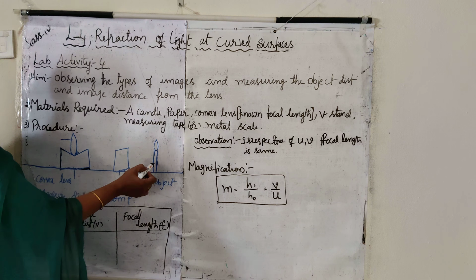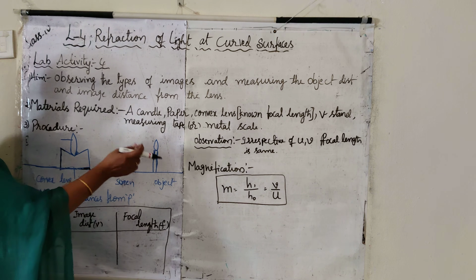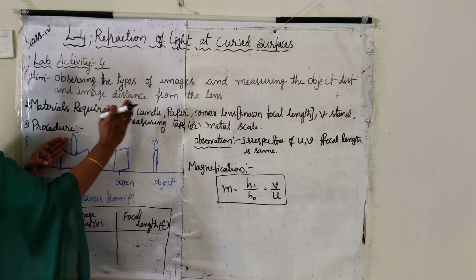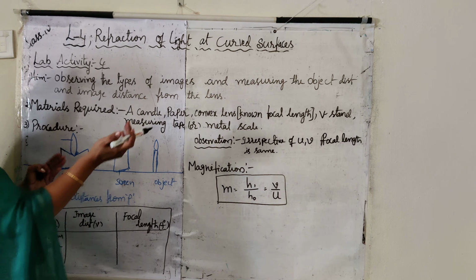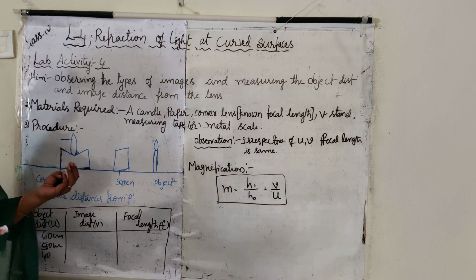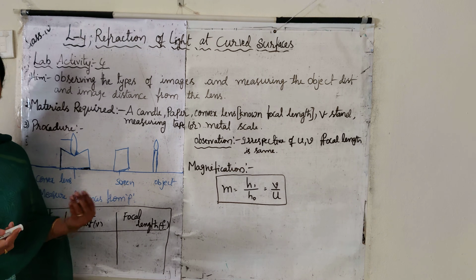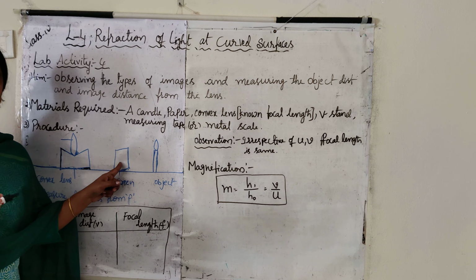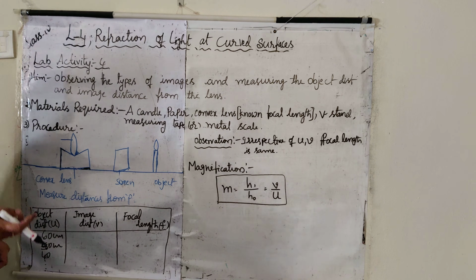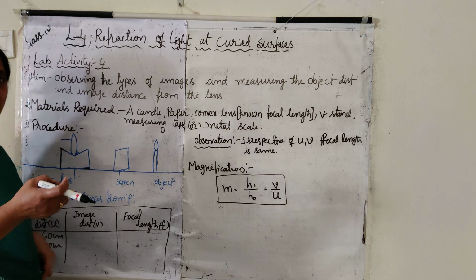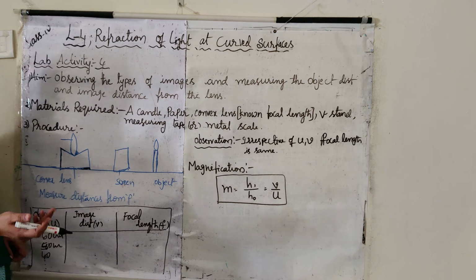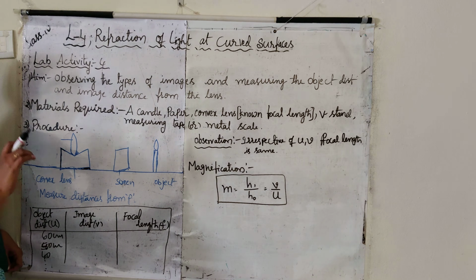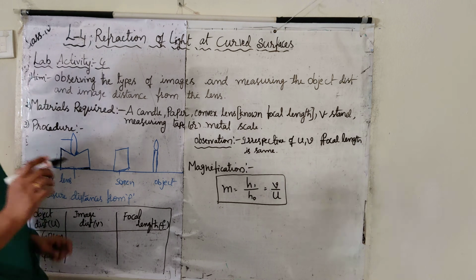Next, this is the candle, the object. So when you place this candle at different places in front of the lens, we'll get different types of images. All those images, by using this screen, we can see and find out what type of images they are, whether they are diminished or enlarged or magnified images. So first, you select a distance of 60 centimeters.